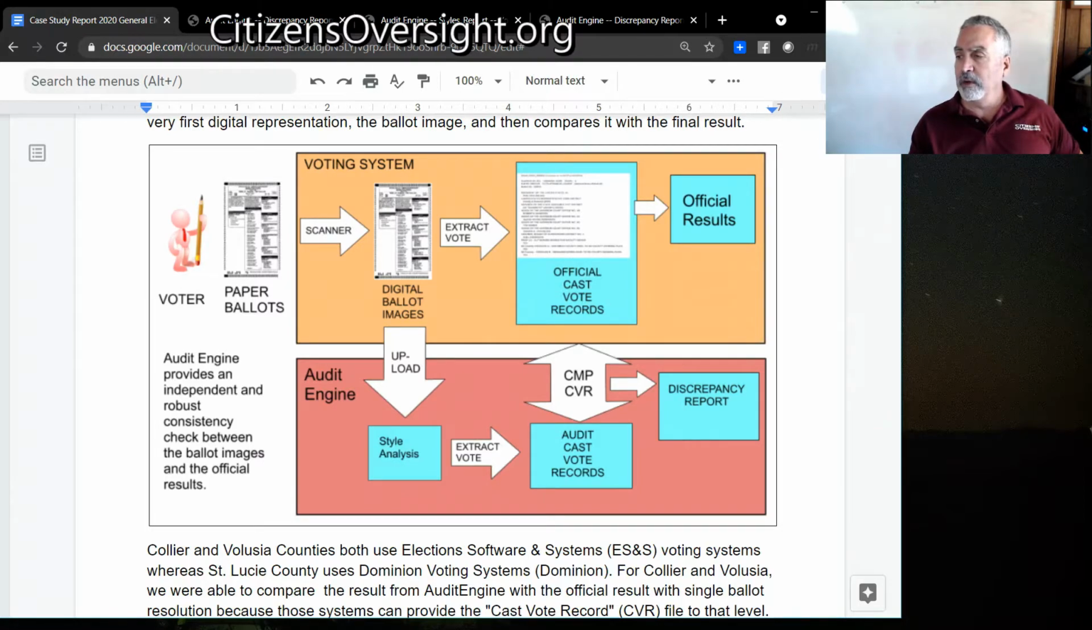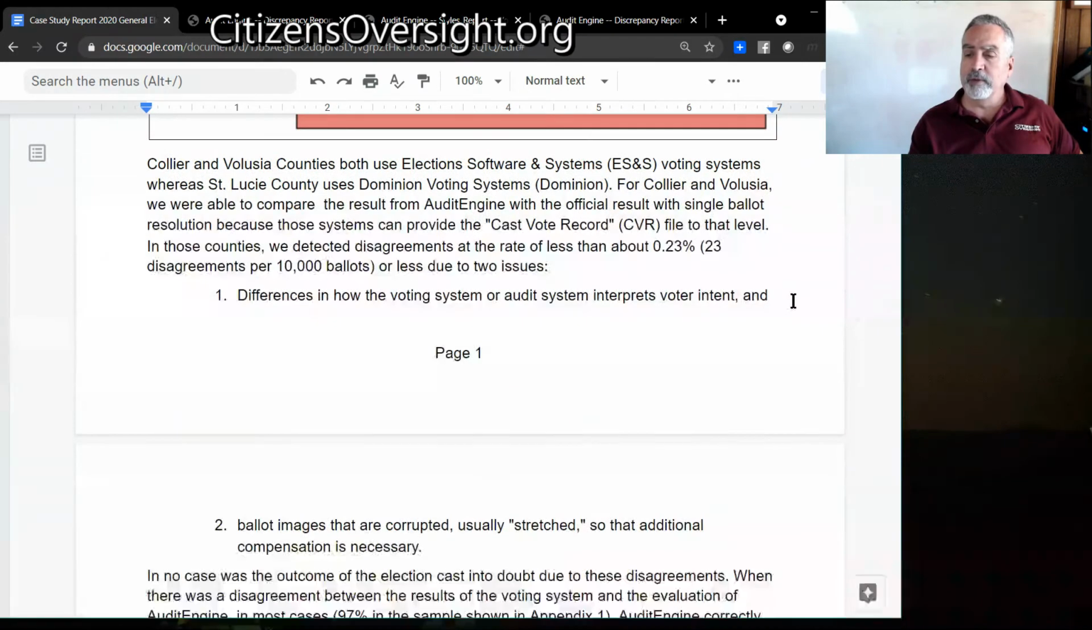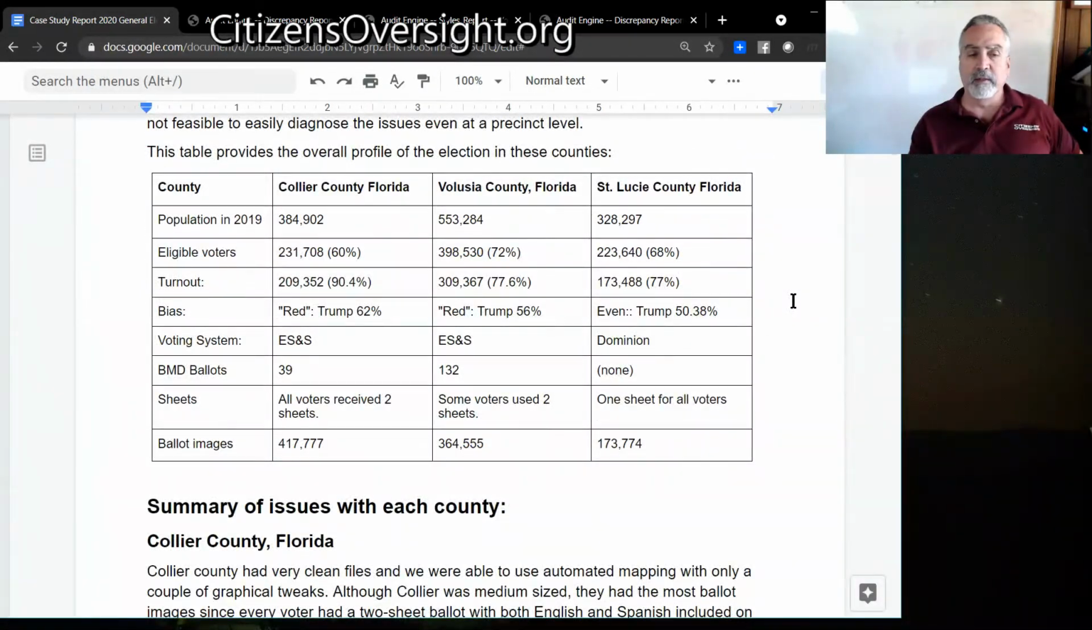All right, so now the counties that are involved in this, here's a high-level overview of the different counties. Collier County is on the west coast at the tip. It includes Naples, and there were about 385,000 people in 2019. And you can see that it is a red district. The population turnout, which is not shown here, was about 56%, I think.